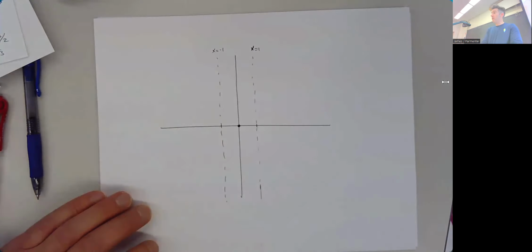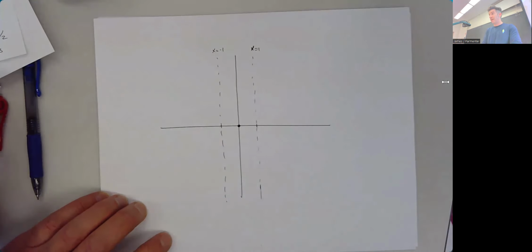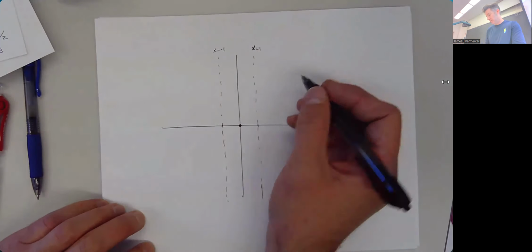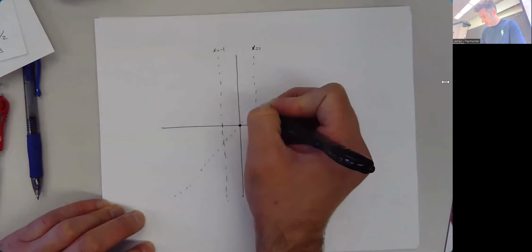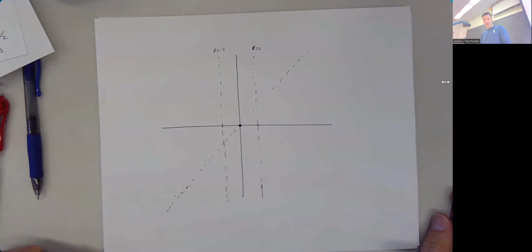And then I don't have any horizontal asymptote, but I do have a slant asymptote. The slant asymptote was the line y equals x. So you're just going to draw the line y equals x, except you're going to draw it dashed because it's an asymptote. You're going to try and draw a straight line. Wow, that's rough. That's a straight line there. Okay, and then what else do we have?